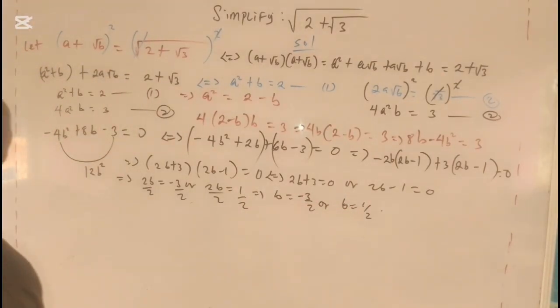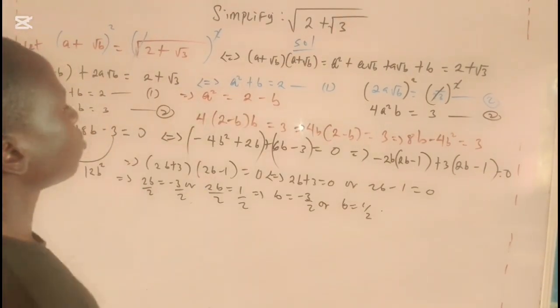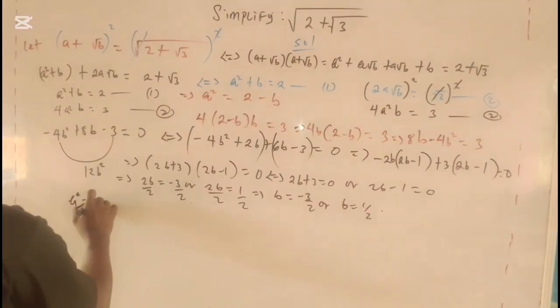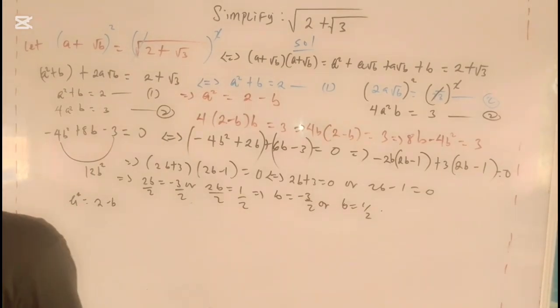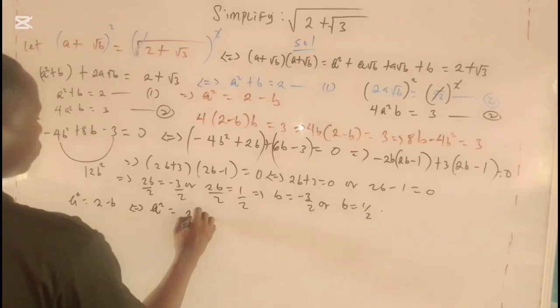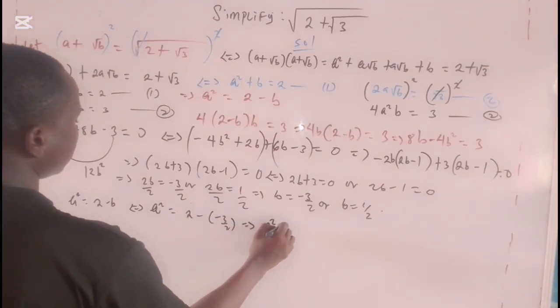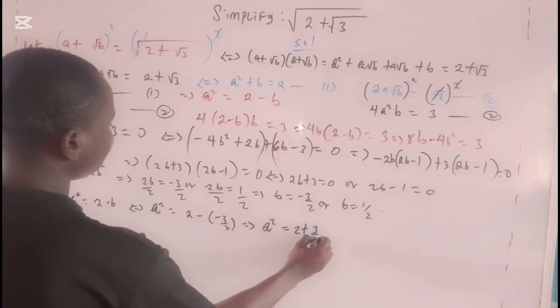Now, we already know the values of b, but we want to find a. Okay? So from this equation, we know that a to the second power is equal to 2 minus b. So we can now find the value of a from this. So when b is minus 3 over 2, we're going to have a to the second power is equal to 2 minus 3 over 2. So this means that a to the second power is equal to 2 now. Minus and minus will give us plus.